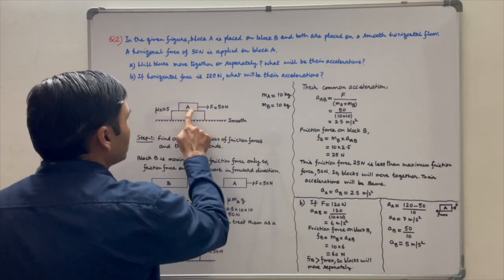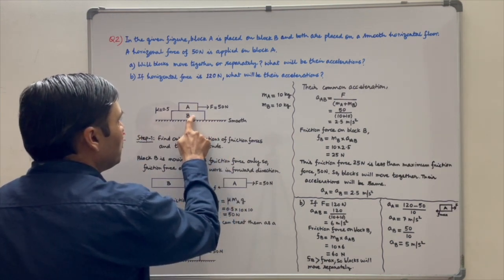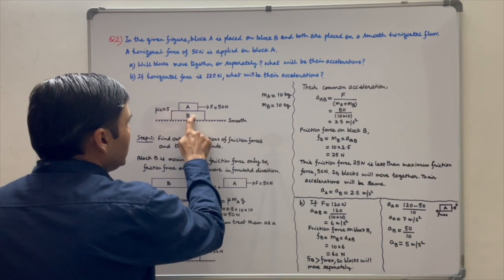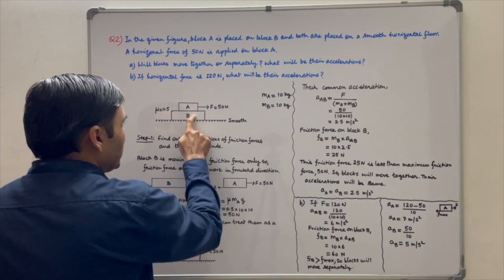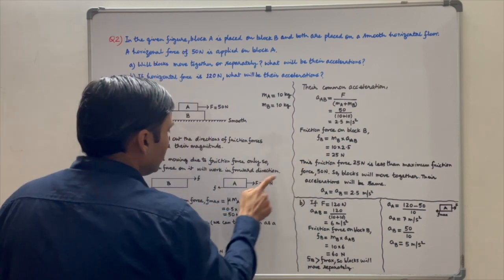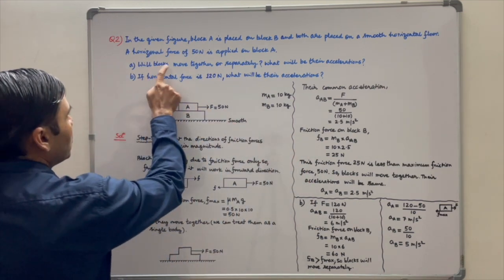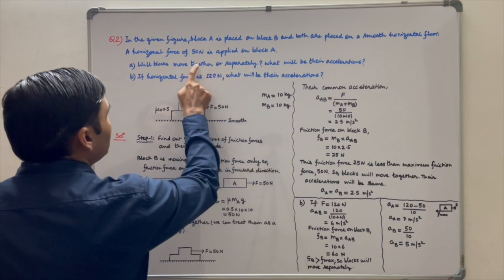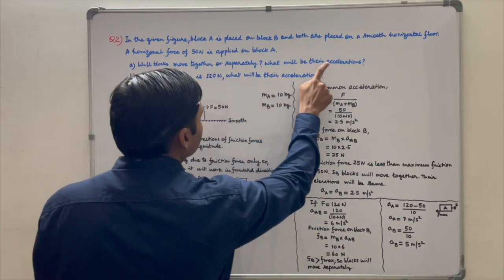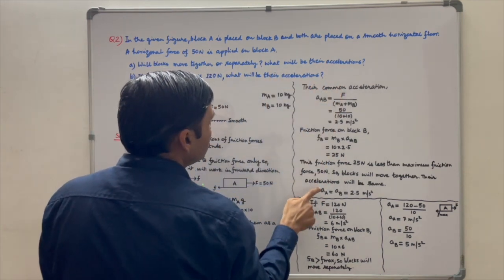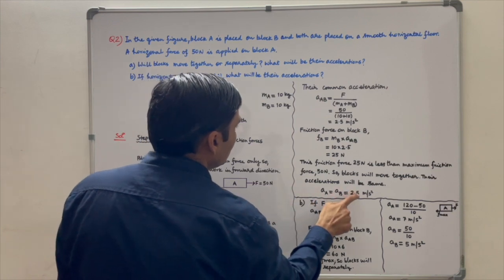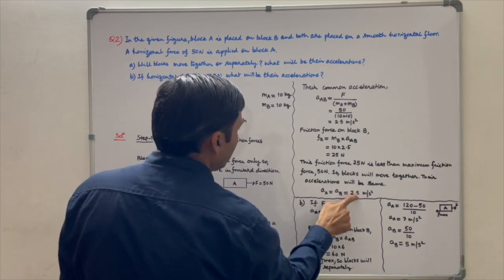So these two blocks will not be separated. They will move together. Condition that these two blocks will be separated, this force should be greater than 50 Newton. So we have answered part A. Will the blocks move together or separately? They will move together. What will be their accelerations? They will move with same acceleration, and that is 2.5 meter per second square.